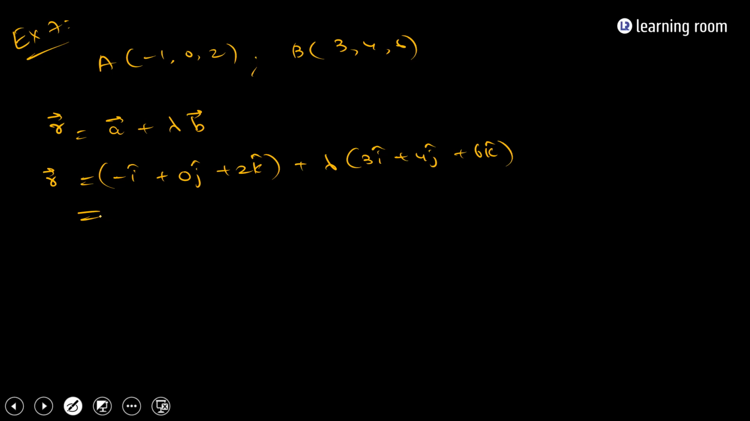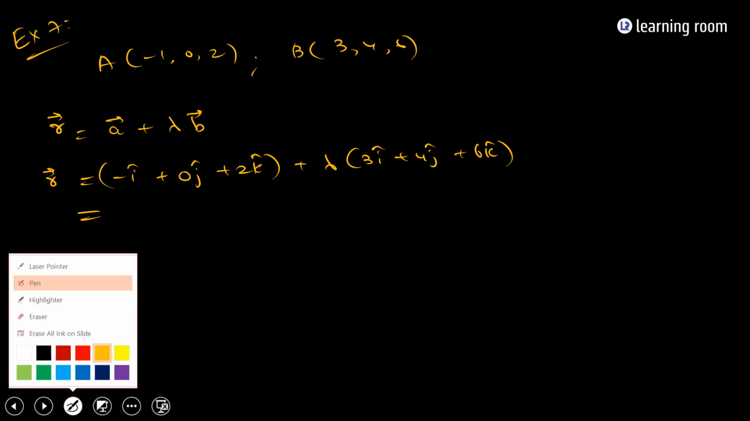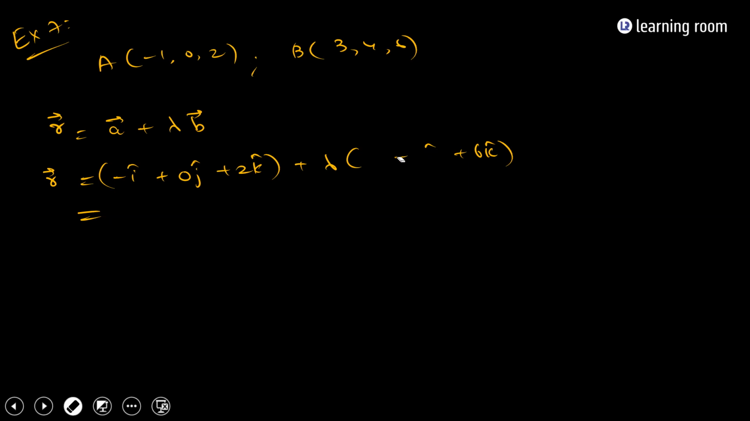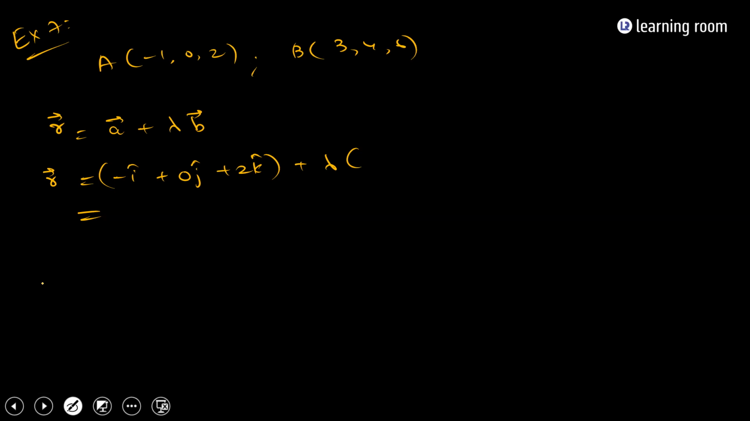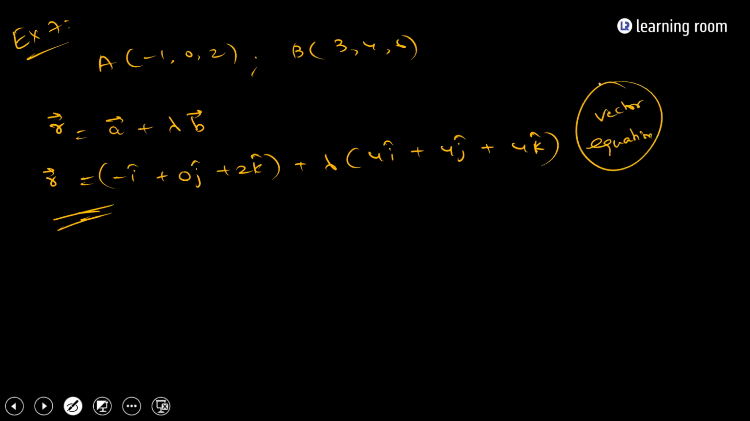Sir, lambda into B vector minus A vector, no, sir? Right. Yeah, for two points, how much are we getting? Lambda into B vector minus A vector. So you will get 4 i cap plus 4 j cap plus 4 k cap. Right? So this will be the equation. Okay. Did they ask the Cartesian form or not?